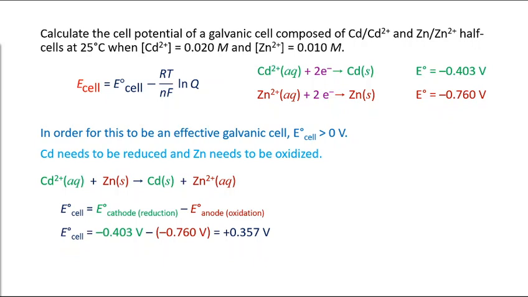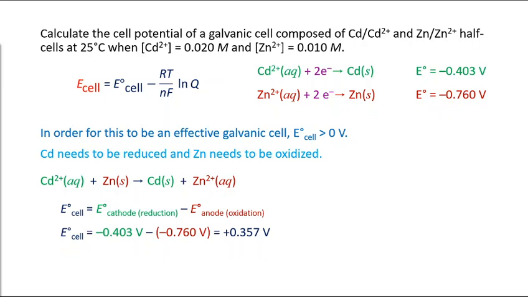As I stated just a few seconds ago, if we were to switch these things around, if we were to write out a reaction as cadmium solid plus zinc 2 plus gives us the cadmium 2 plus plus our zinc solid, our cathode and our anode would be switched. And if so, that equation would be written out as negative 0.760 minus your negative 0.403, which would still be a negative value. You need to have a positive cell potential, standard cell potential, in order for this to be an effective battery. And so now we know our E cell.